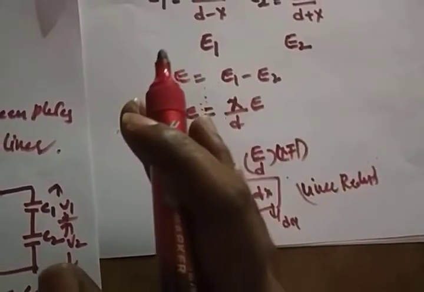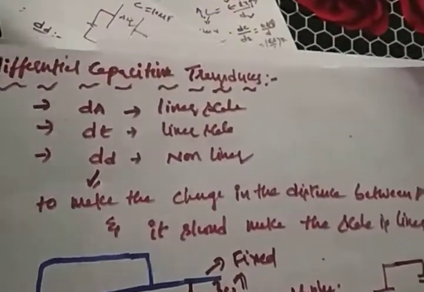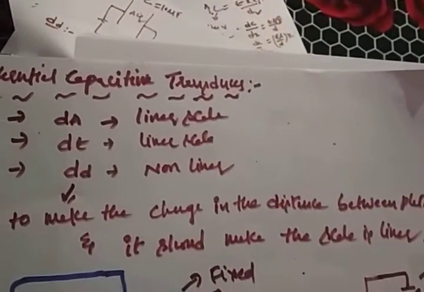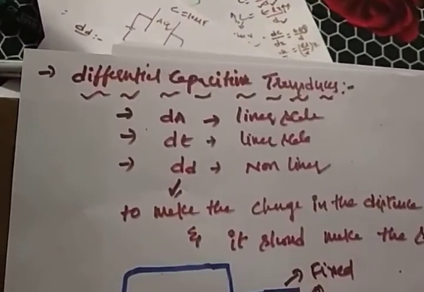x is nothing but the distance you are varying. You will get the capacitance as a linear relationship. So definitely at last you will get the linear scale. It's very, very important. A few years back you got this type of question in your board exams. That's why I have taken this one, right?